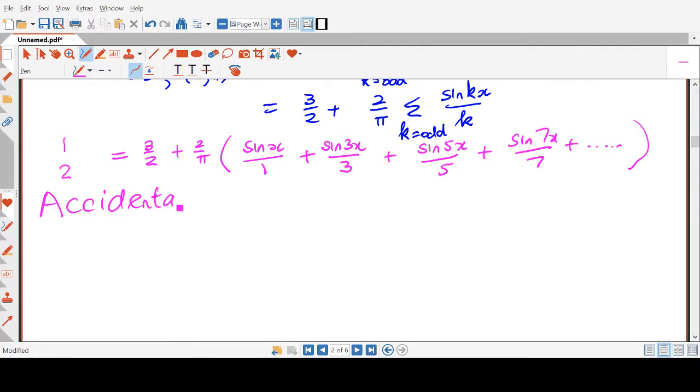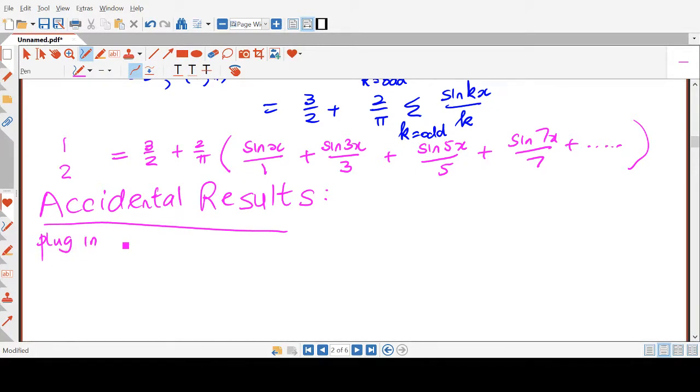Some interesting accidental results. We don't set out to actually find these results, but they happen to appear in front of our eyes, and then we get wowed by, actually this is so useful. So, plug in x equals to say pi over 2.